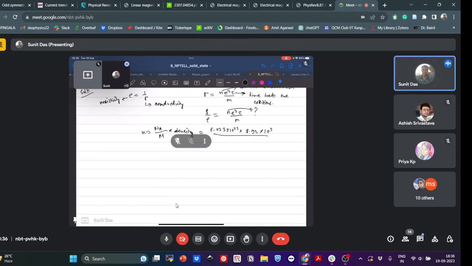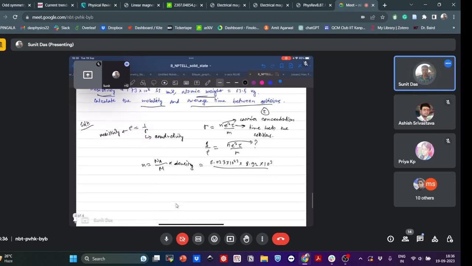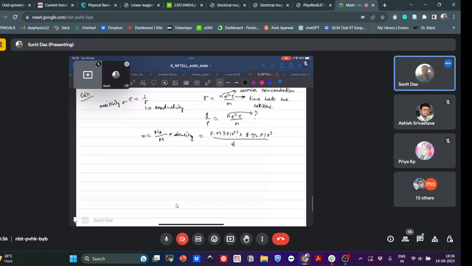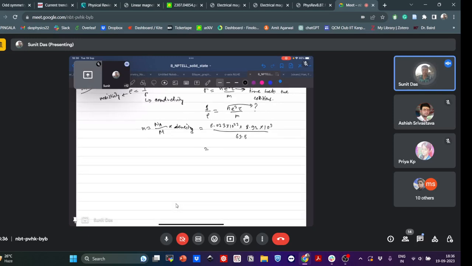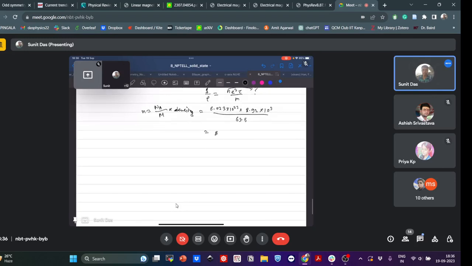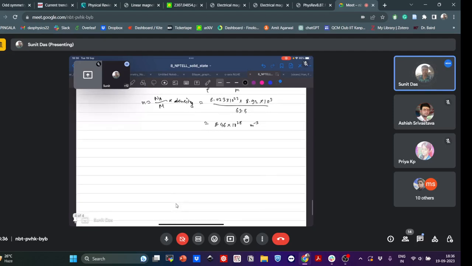Okay, sorry for the disruption. So M is given as 63.5. So this comes out to be around 8.46 into 10 to the power 25 per meter cube, in units of meter to the power minus 3.